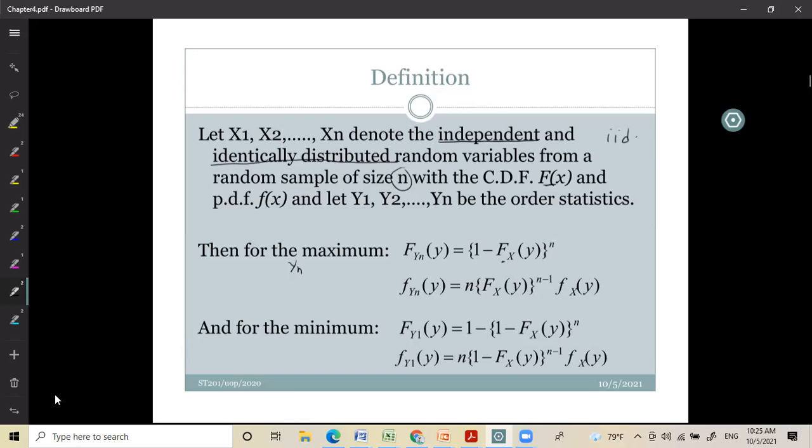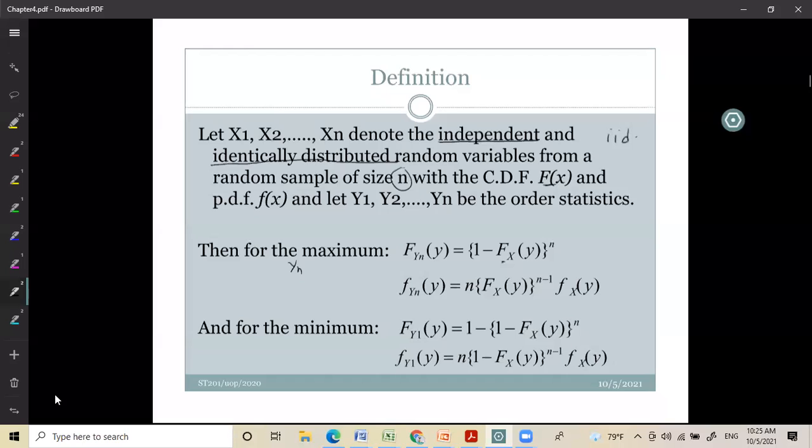And the PDF of the maximum, you take the first derivative of this, and you end up with n times Fx(y) to the power n minus 1. And by the chain rule, go inside Fx: the first derivative of capital Fx is the PDF, simply fx(y). In a similar manner, if you think about the minimum, now we have Y1. So F_Y1(y) will be 1 minus (1 minus Fx(y)) to the power n. And if you take the first derivative of this one, you get the PDF, f_Y1(y). So these are the CDFs and the PDFs of the minimum and the maximum.